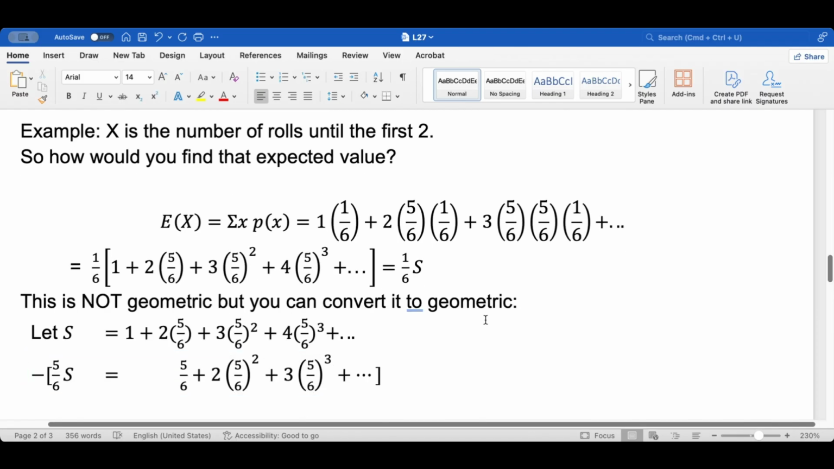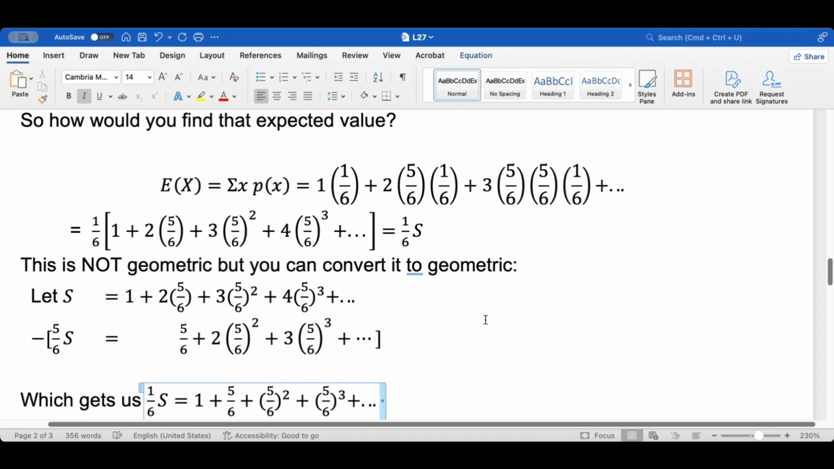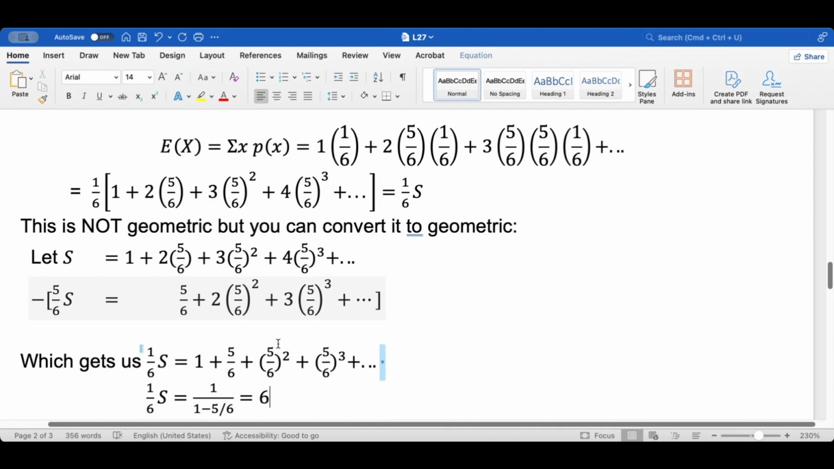So if we subtract 5/6 S from both sides, we get 1 whole minus 5/6 is 1/6 on the left, which is exactly, conveniently, what we needed. On the right-hand side, when you subtract, all the coefficients are 1. When subtracting here vertically, we get 1 minus 0. 2 copies of 5/6 minus 1 is 1 copy of 5/6. 3 copies of 5/6 squared minus 2 copies of 5/6 squared. Again, 3 minus 2 is 1. 4 minus 3 is 1. So this technique converts all the coefficients to 1, and we have a geometric situation.